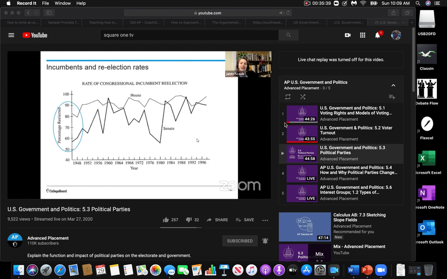In the Senate, it kind of depends, right? There's some other things going on here. We could get into some patterns that have to do with presidential elections and all this other stuff. But we see that those elections for the Senate, where a third of the Senate is up for re-election every even-numbered year, are less consistent, but they still have a really high likelihood of being re-elected.